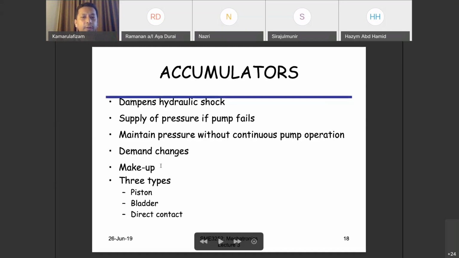Okay. Now of course kalau ada, basically actuator dia akan hold ataupun dia akan tarik pressure daripada you punya minyak, daripada power pack. So there will be changes of kegunaan mengikut changes of demand of the oil ataupun pressure ikut kegunaan. So accumulator yang akan support lah semua benda ni. Accumulator pun ada few type. We have piston type, we have pedal type, we have direct contact punya type lah.